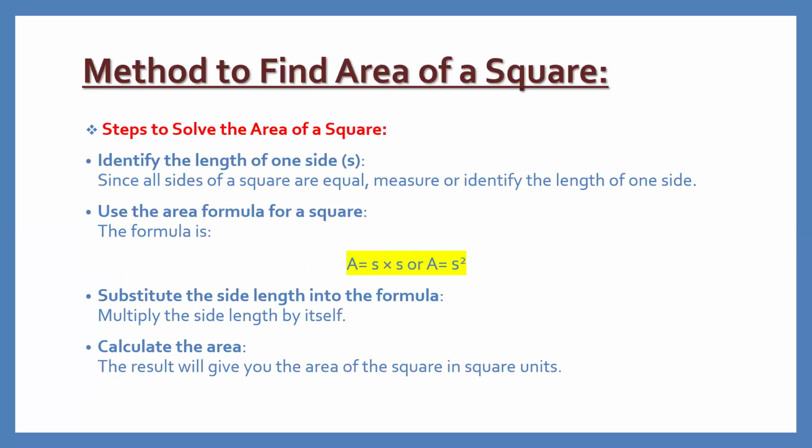Now, the method to find the area of a square. Make sure it is the same way, but here the formula is changed a little bit. In the same way, first identify the side of the given shape, a square. Then write the formula. The formula is A equals side into side, or side squared. Substitute the value of S and multiply it by itself.